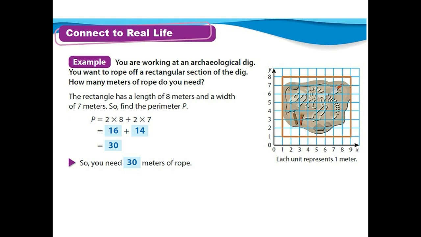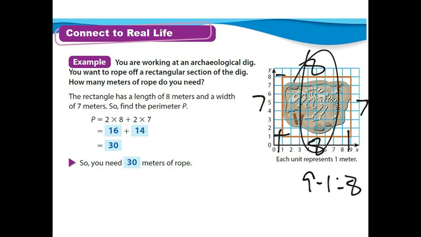Because if we're looking at this, we've got 9 minus 1. That means this side is going to be 8. That means this side is going to be 8. We got 8 minus 1. That's 7. Both sides are going to be 7. So 2 times 8 plus 2 times 7. 16 plus 14 equals 30, so you need 30 meters of rope, right? So we have to take those things that we already know. We know the length of that and the length of this, and we know how to find perimeter.